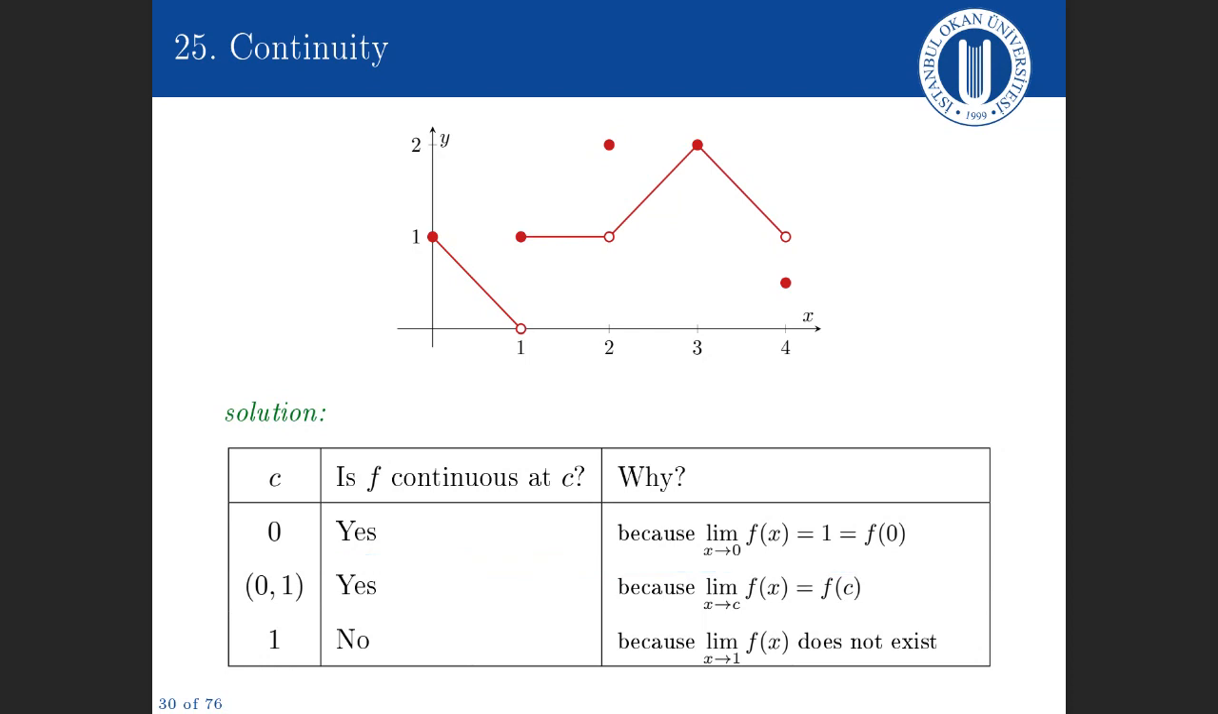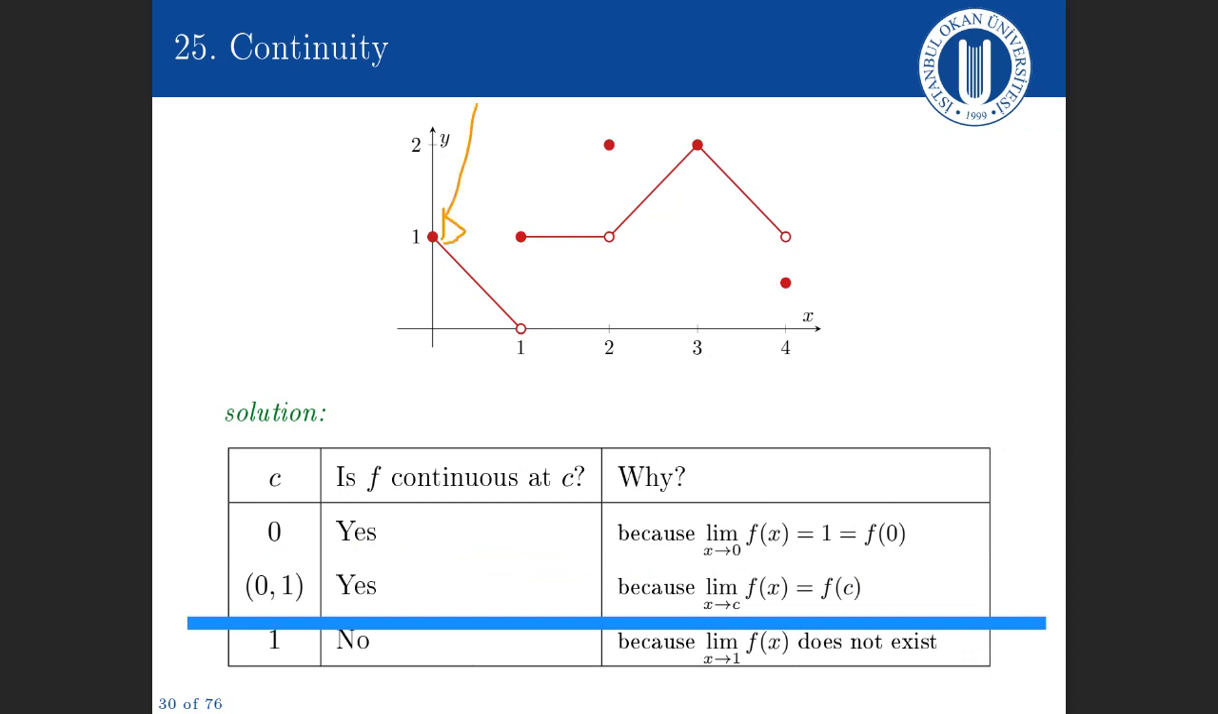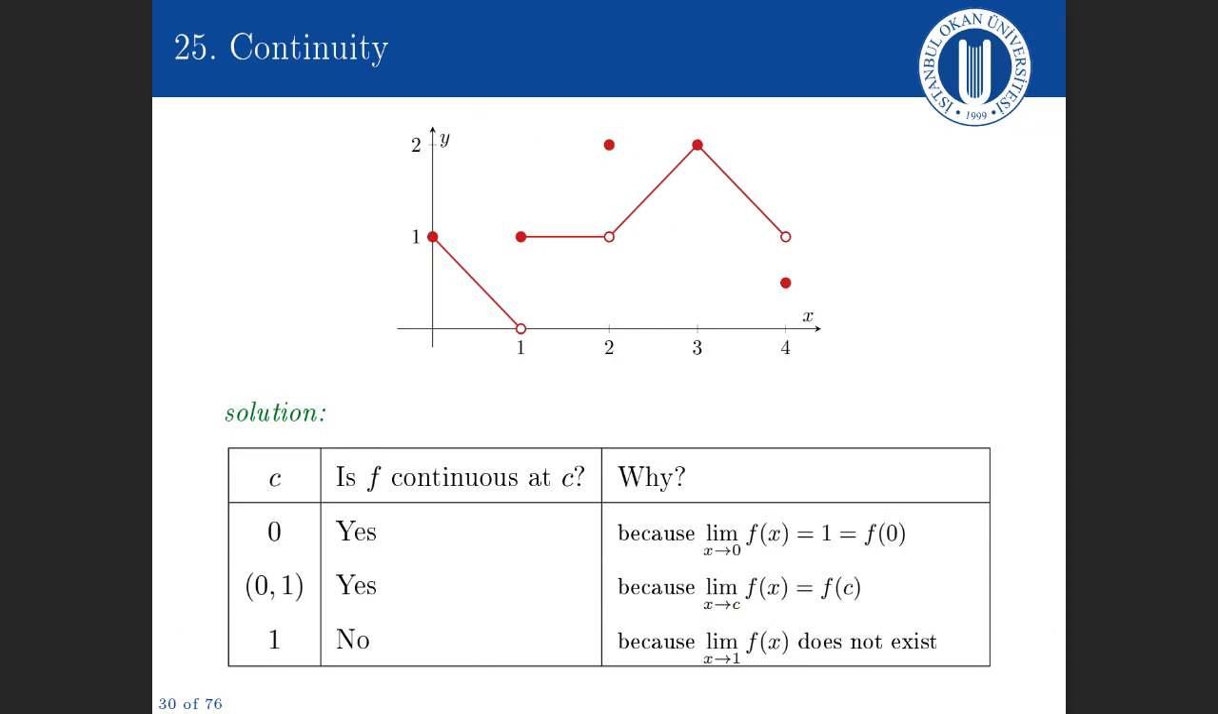Is the function continuous between 0 and 1? Yes. Why? Well, intuitively, because we could draw this part of the graph without lifting our pen up. All of the graph between x equals 0 and x equals 1, I could draw in one piece. Or in terms of mathematics, because f of c exists, the limit as x tends to c of f of x exists, and these two numbers are equal.